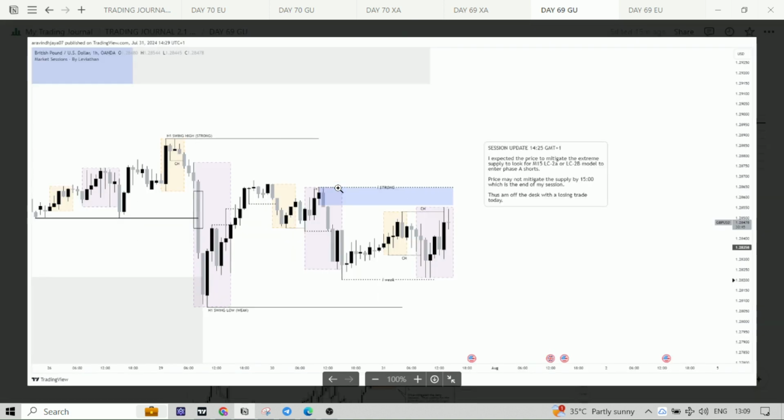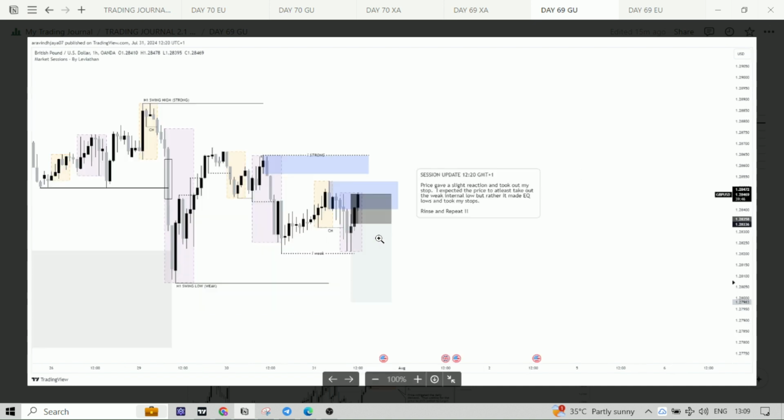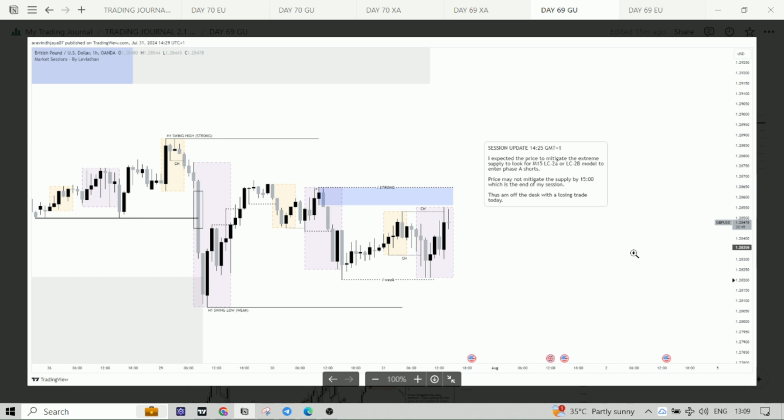and I got stopped out. I got tagged in. Price went a few pips below, and then boom, it pushed out, and I got stopped out. And actually, once the price went up, there was an LC2A formation there. Price gave a slight reaction and took out my stop. I expected the price to at least take out the weak internal low, but rather it made equal lows, and then I thought of bringing my trade to break even when the price took out this weak internal low, but it just made equal lows. It is what it is.